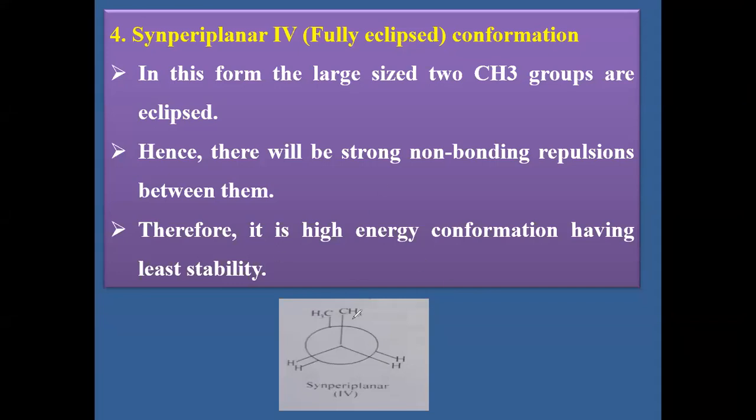So students, what can you see here? Only in this form the methyl group is hiding a methyl group, and in no other conformation is a methyl group hiding a methyl group. So when methyl group hides methyl group, that means there is a higher or stronger non-bonding repulsion. Meaning the repulsion is very high, and due to this high amount of repulsion, there will be high energy, and due to that high energy, this fully eclipsed form or syn periplanar form is least stable. So among all of them, this is least stable.